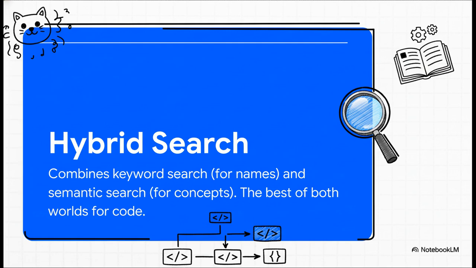To actually search all this data, we use a technique called hybrid search. And this is just perfect for code. Because sometimes you want to search for a very specific function name, like clone repo. That's a keyword search. But other times you want to ask a conceptual question, like how do I connect to the database? And that's a semantic search. Hybrid search just lets you do both at the same time. It's the best of both worlds.